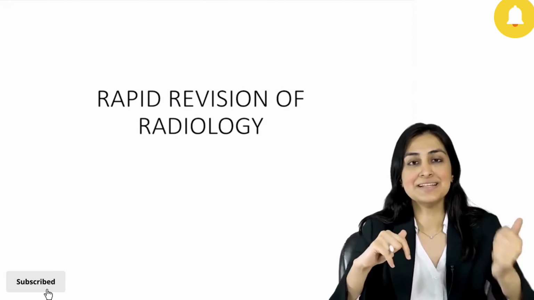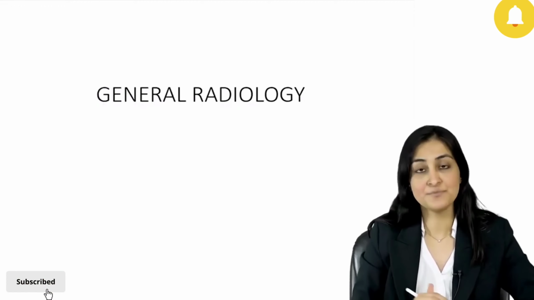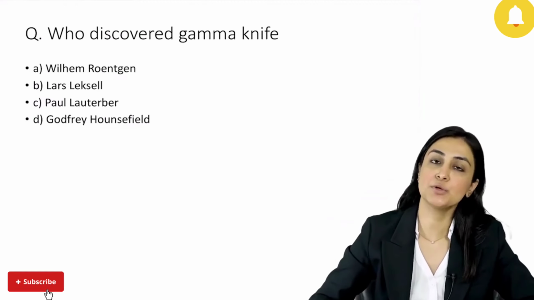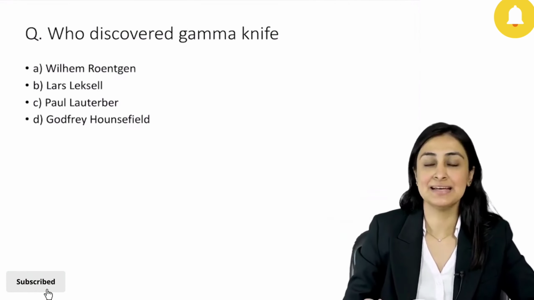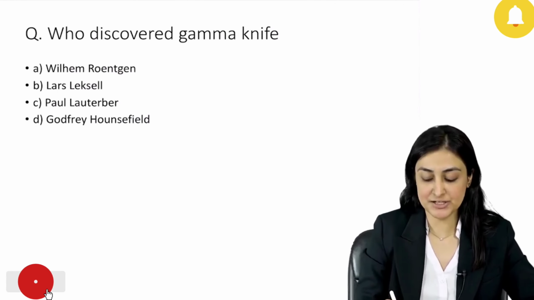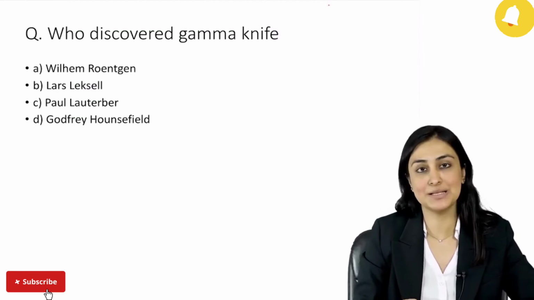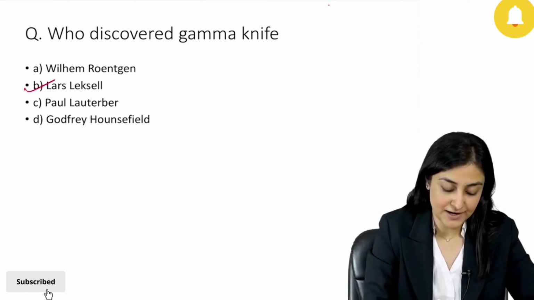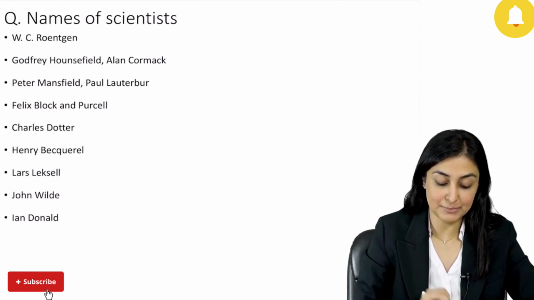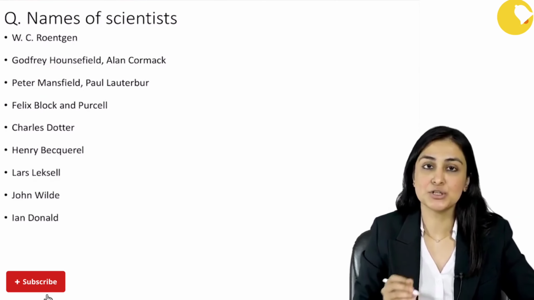After all of this, let's begin a rapid revision of radiology with general radio. So the first thing that we want to do here is look at the names of the scientists very quickly. This is something, again, you don't get too many questions from, but just to cover all our bases, we'll be looking at this. So who discovered gamma knife? Remember, it is Lars Leksell who's the person behind gamma knife. So this is the list that we want to look at.